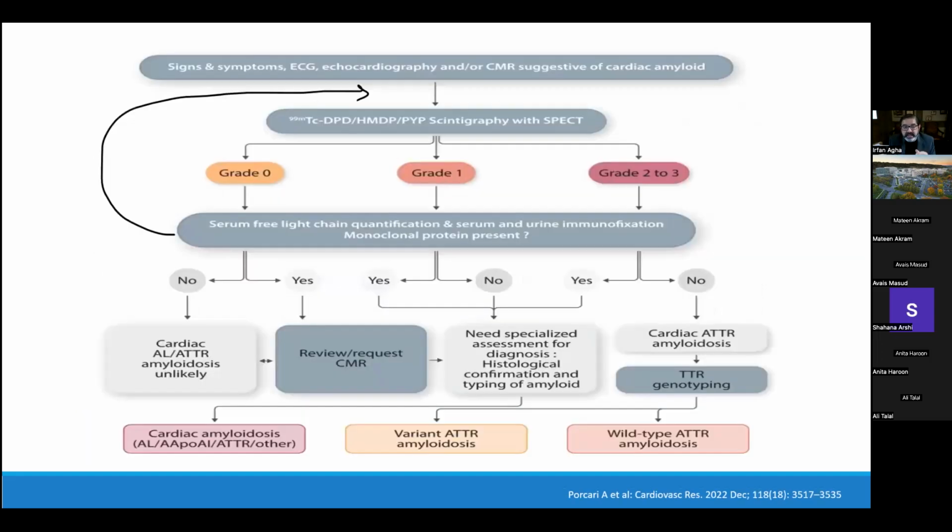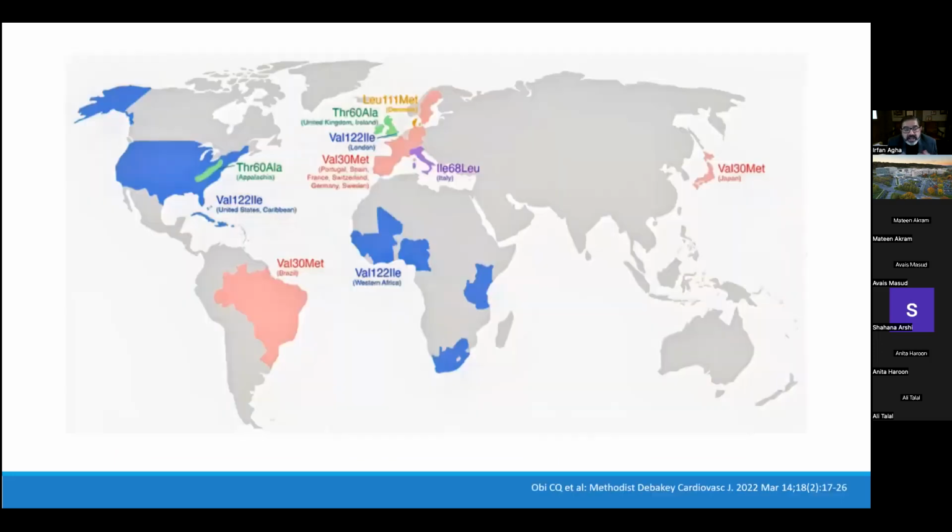They look at the scan, they exclude myeloma or myeloma type disorders. And then if you've got high-grade scans and negative studies from myeloma, they say, okay, we've got cardiac ATTR. We'll just go ahead with genotype and figure out if this is wild type or variant amyloid and start managing it.